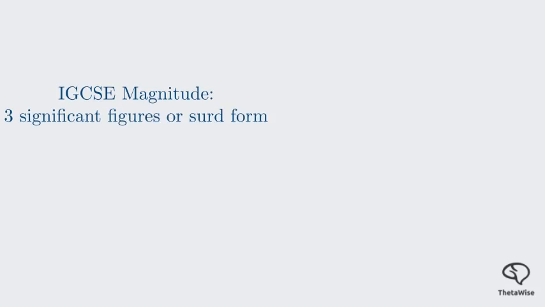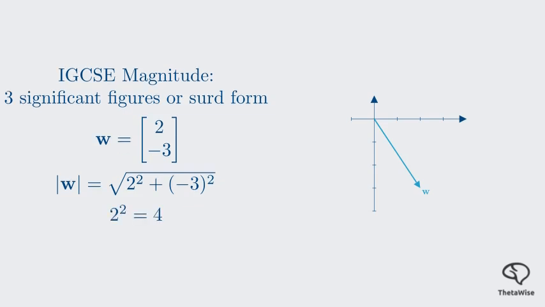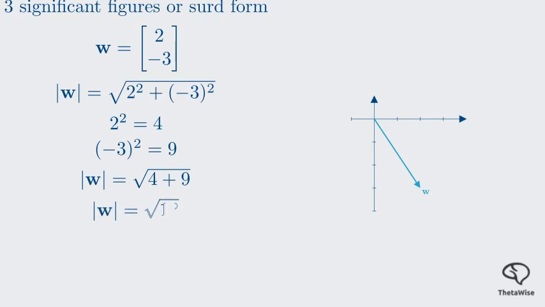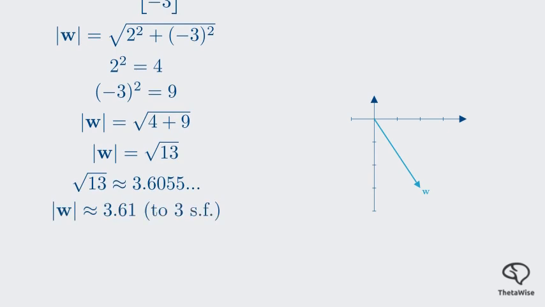Sometimes, the magnitude won't be a perfect whole number. In your IGCSE exams, you will often be asked to give your answer to 3 significant figures, or in surd form. Let's try one more example together. Consider the vector w. To find the magnitude of w, we apply our formula. 2 squared is 4, and -3 squared is 9. Remember, a negative times a negative is always a positive. The sum is 13. Since 13 is not a perfect square, we can leave the answer as the square root of 13, which is the exact surd form. If we put this into a calculator, we get approximately 3.6055. Rounding this to 3 significant figures, we get 3.61.